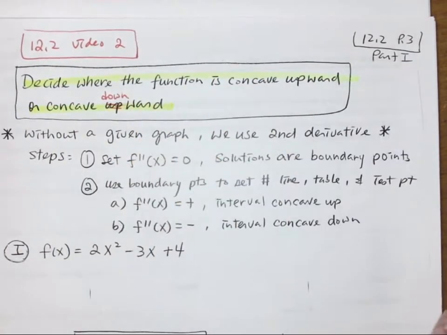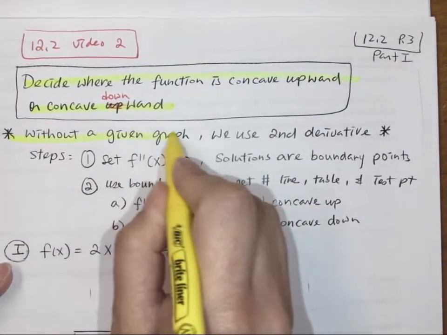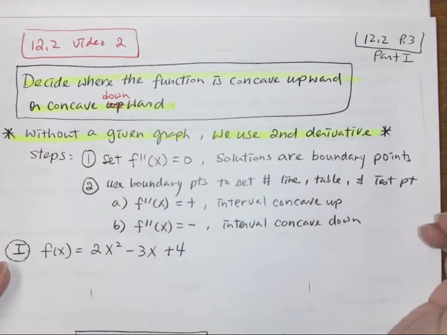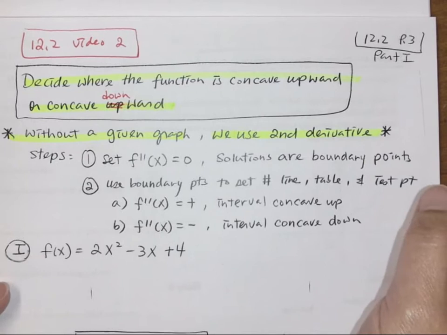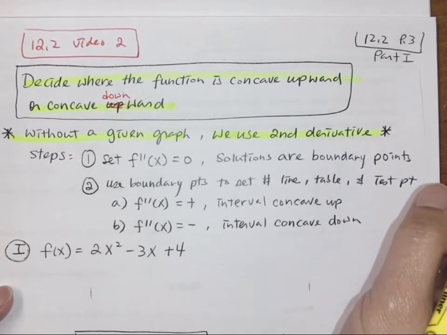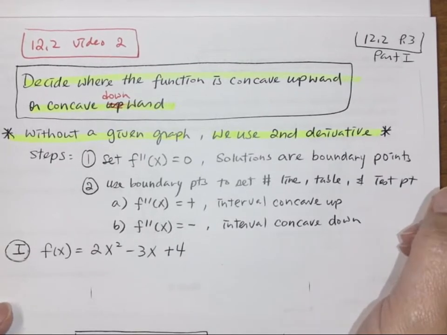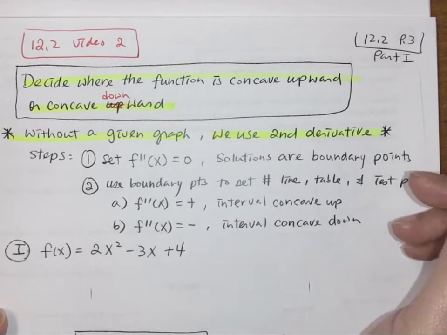So this time we don't have a graph. Without a graph, what we should do is take the second derivative. Remember, if it's positive, it's like a smiley face, concave up. If it's negative, it's like a frowny face.